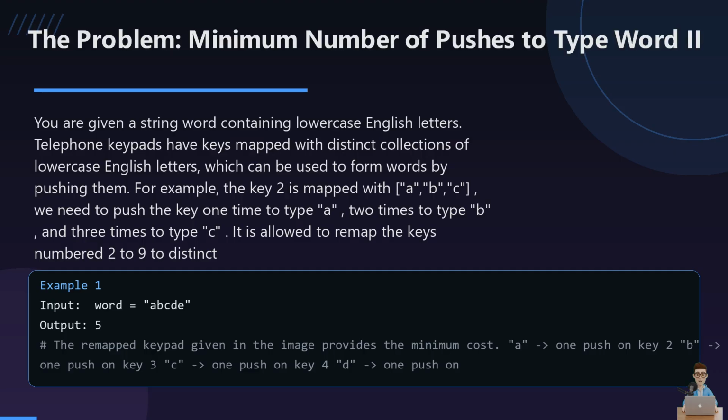Push the buttons one at a time in order and count each push. That total is your answer. You get to choose how the letters are split up among keys 2 through 9, with each key getting its own distinct set of letters, and the trick is finding the split that adds up to the fewest total pushes for spelling out the word.